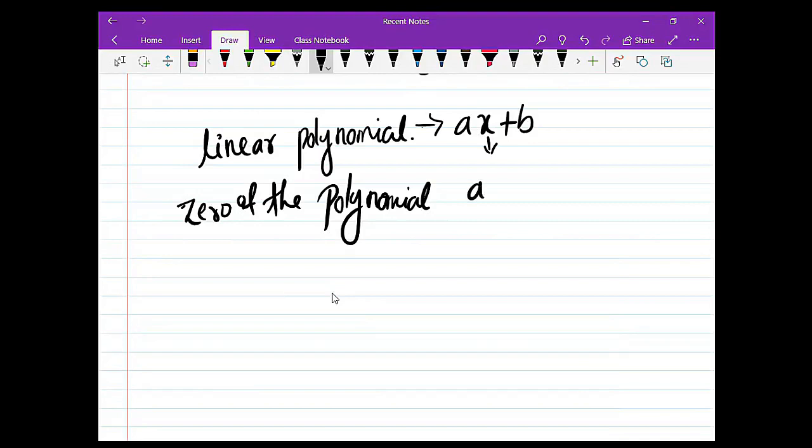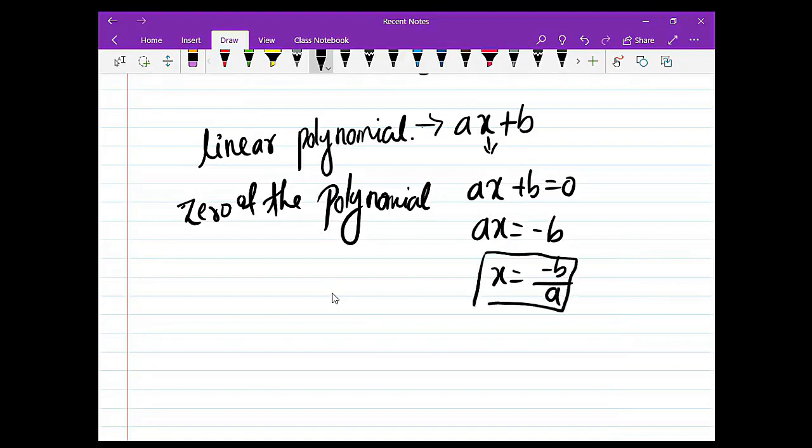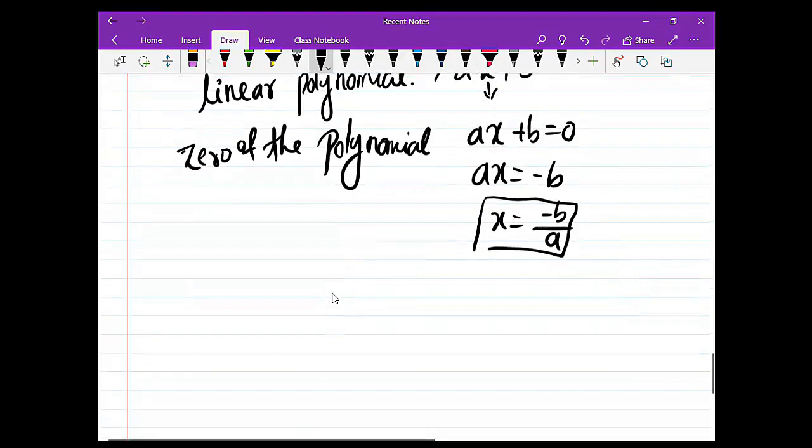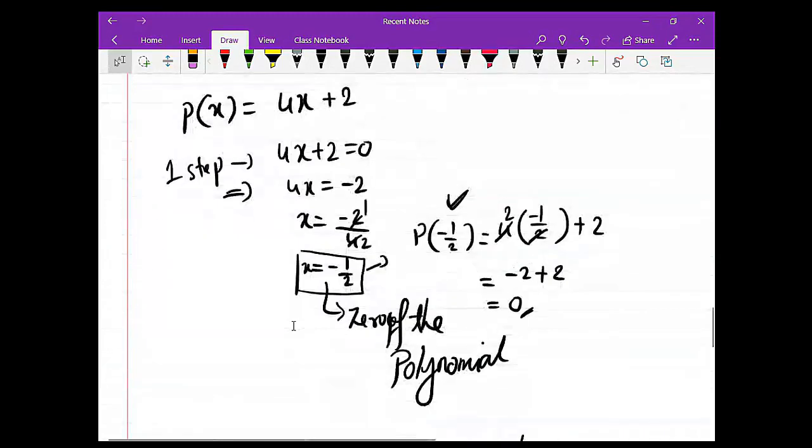See now, when we equate this ax plus b equal to 0, what will we get here? Actually, ax equal to minus b, so x equal to minus b upon a. So this is the zero of the polynomial for a linear polynomial. Yes, the zero of the linear polynomial will be x equal to minus b upon a. See, in the earlier examples also, the same thing is happening here.